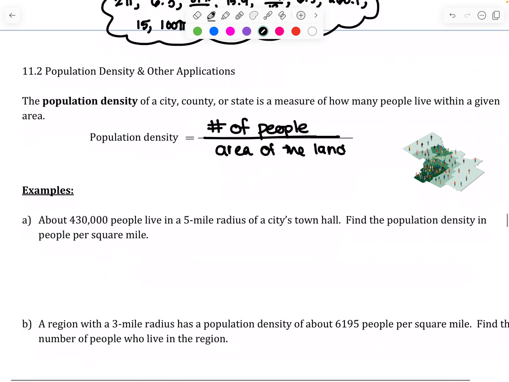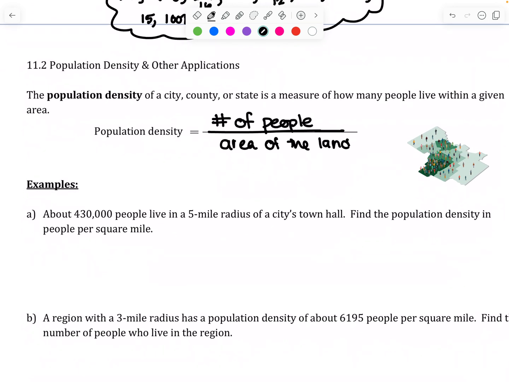So let's do an example. About 430,000 people live in a 5-mile radius of a city's town hall. Find the population density in people per square mile. So density, I'm going to use D for density because I'm afraid if I use P for population, I might get it mixed up with people. So the population density is equal to the number of people, which is 430,000 people that live in the 5-mile radius of a city's town hall.